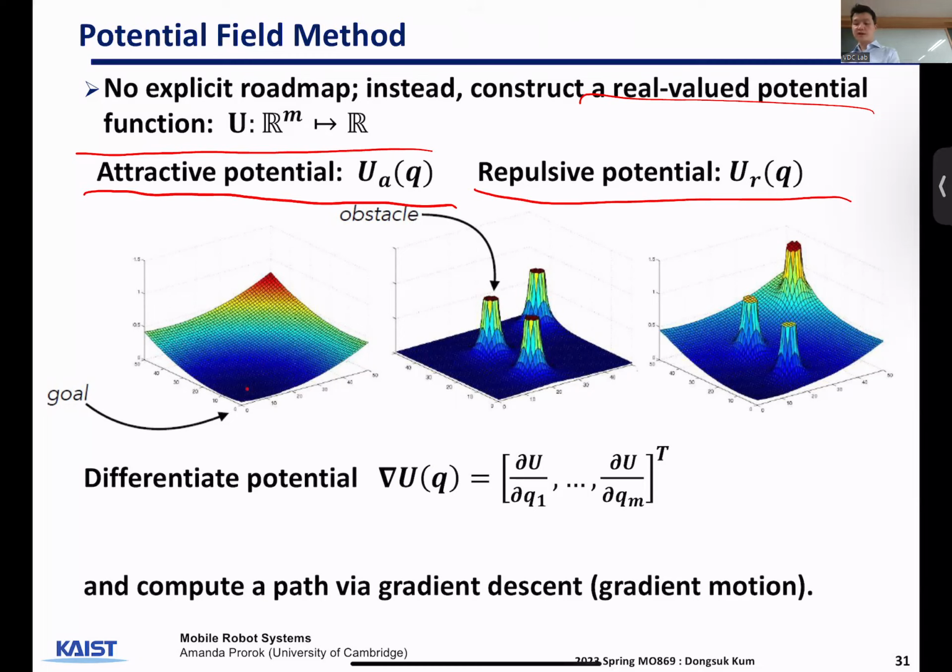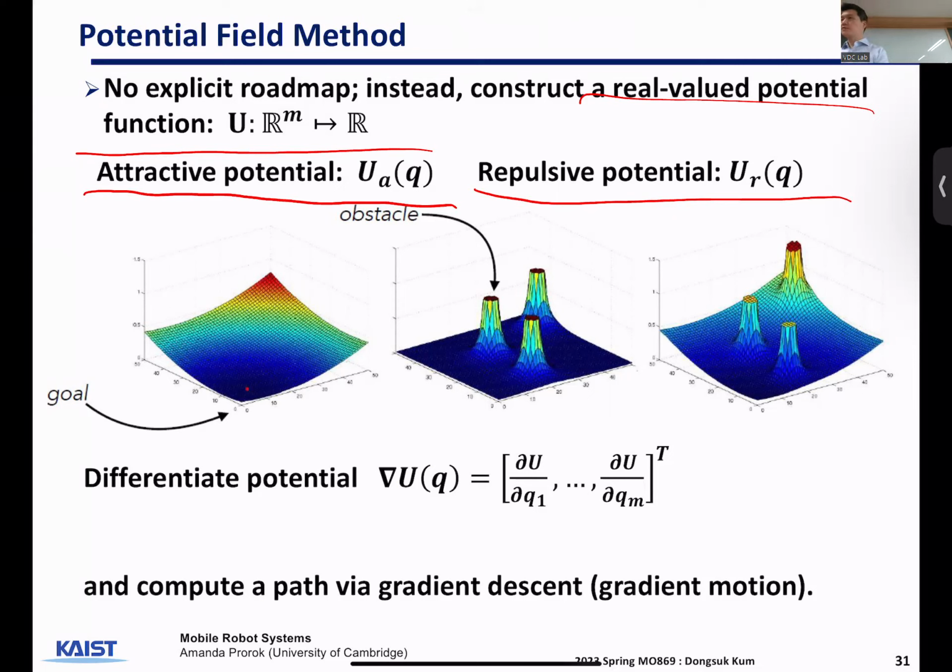And obviously, attractive potential should lead the robots or the space towards the goal. So the goal has lower potential, and the starting point should have higher potential. So hopefully, if you put, say, a ball on top of this space potential field, then the ball is going to flow through to the goal. Okay, that's the main idea.